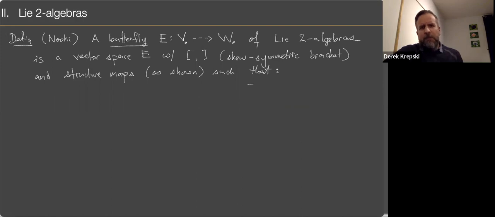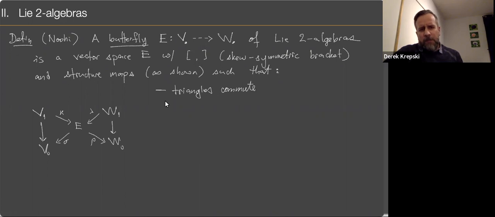So here we go. A butterfly of Lie 2 algebras is going to be some vector space that sits in between the two Lie 2 algebras, equipped with a bracket and various structure maps. So here's our vector space that sits between the two Lie 2 algebras, and you have maps coming in and coming out. Of course, this is called a butterfly, I guess, for obvious reasons. And we require all sorts of conditions here. In particular, the triangles or the wings of the butterfly have to commute.